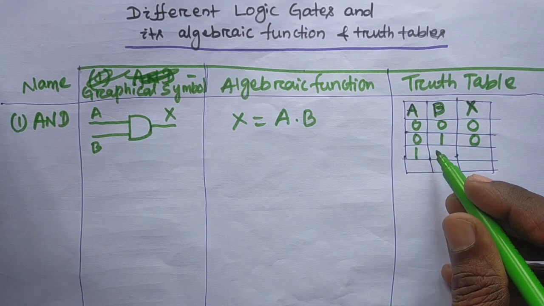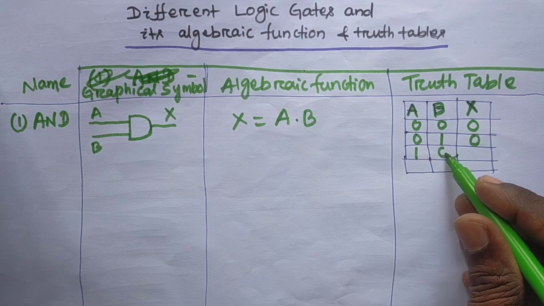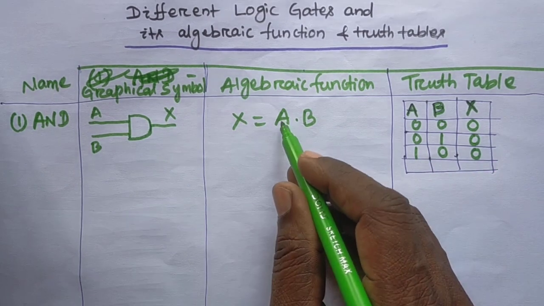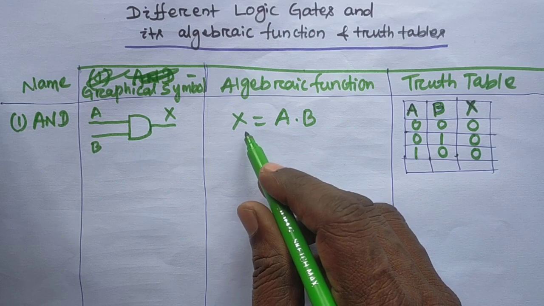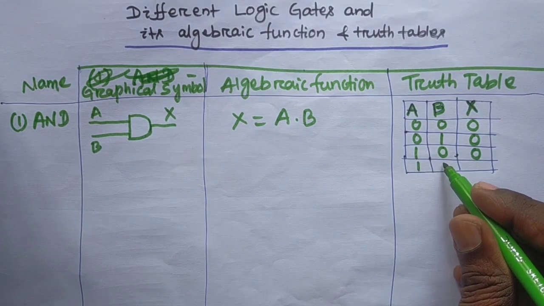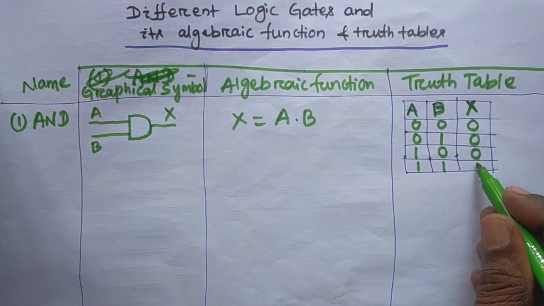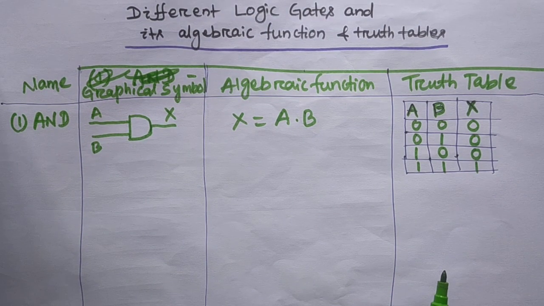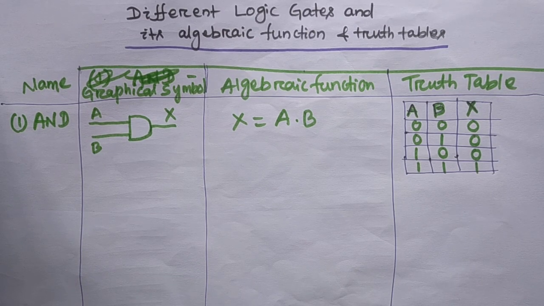Here if it is 1 0, the product of 1 and 0 will be 0. Here if it is 1 1, it is 1, because 1 into 1 is 1. Okay, so in this way we can create a truth table of the AND gate. Like this we define different logic gates with different symbols, algebraic functions and others also.